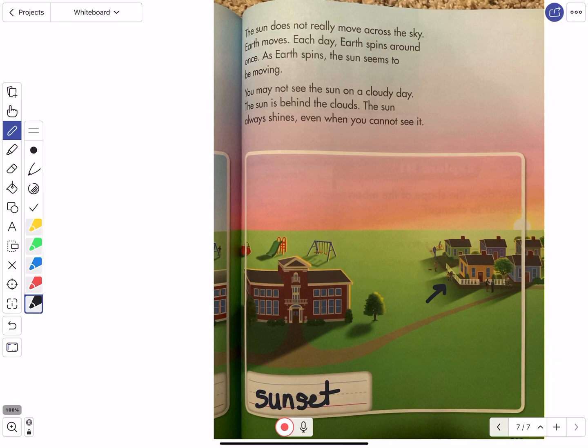Let's read together page 213. The sun does not really move across the sky. Earth moves. Each day, Earth spins around once. As Earth spins, the sun seems to be moving. You may not see the sun on a cloudy day. The sun is behind the clouds. The sun always shines, even when you cannot see it. So even today, when the sun is not shining and it's rainy, the sun is still shining. We just can't see it shining because of all the clouds.